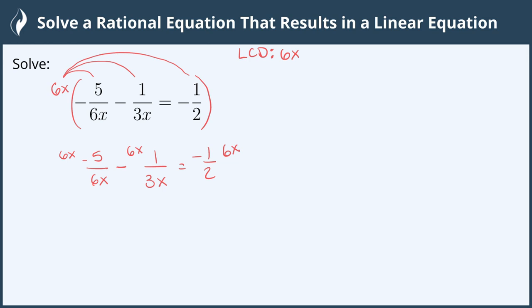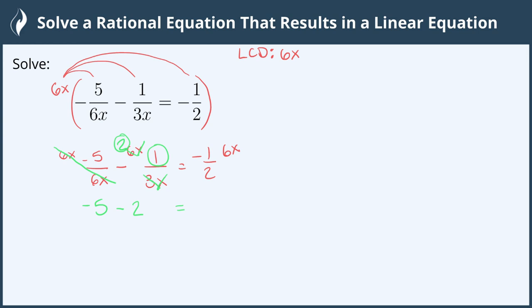Okay, on the first one, 6x divided by 6x cancels out. And so now we only have a negative 5. And you'll see that we end up getting rid of all of the fractions that way, and it's so nice. On the next term, 6x divided by 3x, the x's will cancel, and 6 divided by 3 is a positive 2. So we have minus 2 times the 1. 2 times 1 is 2, so it's just minus 2.